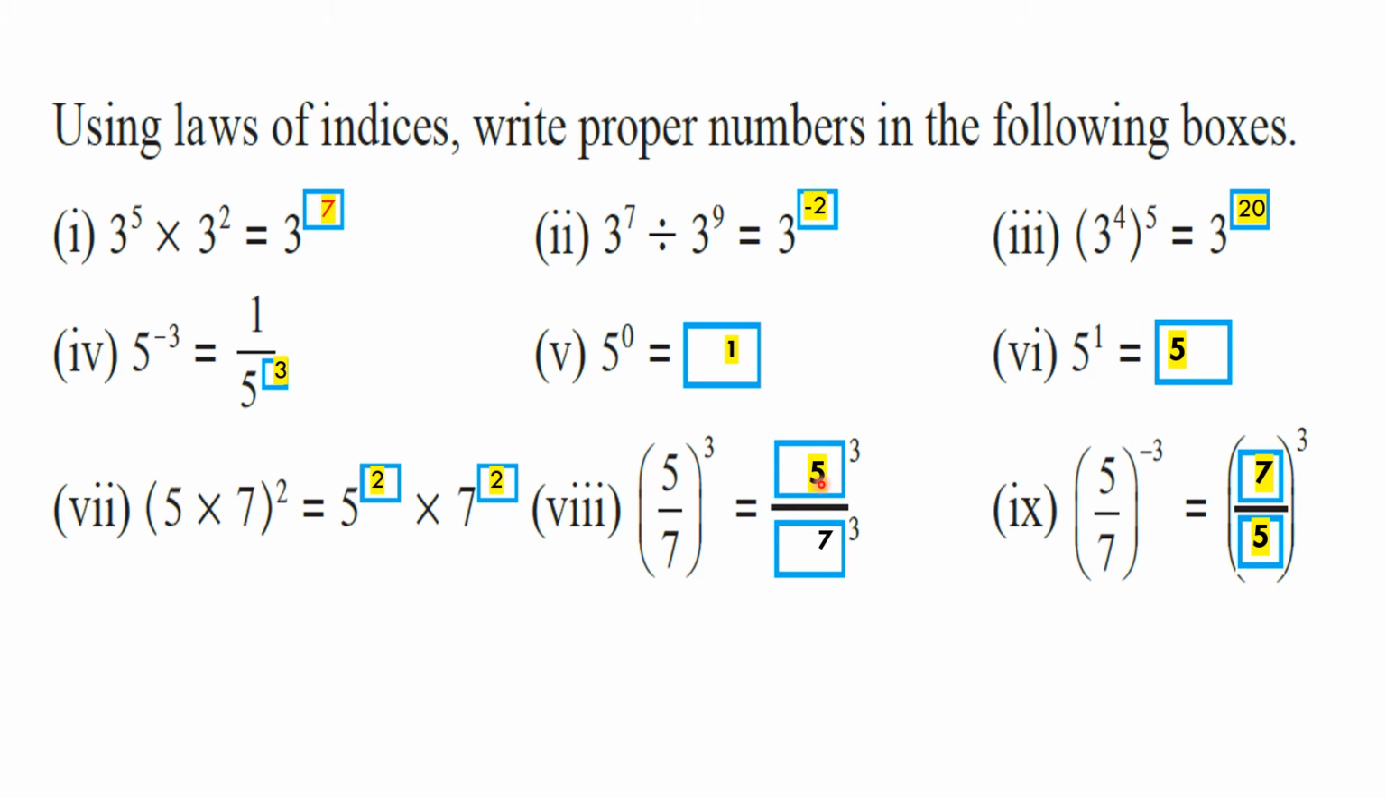5 raised to power 3 upon 7 raised to power 3. Number 9, in bracket 5 upon 7 bracket complete raised to power minus 3 is equal to in bracket 7 upon 5 bracket complete raised to power 3. In this way, using the rules, we have solved these problems.